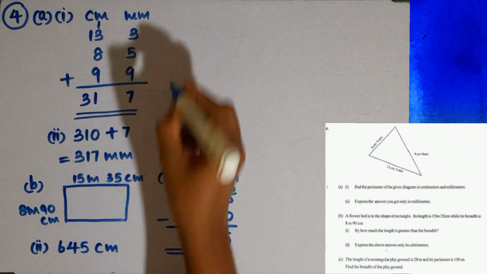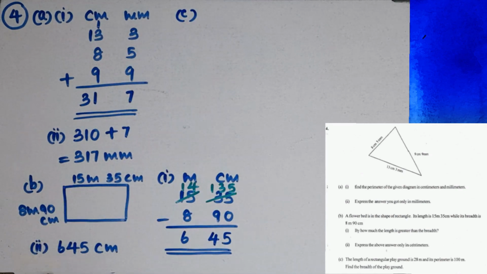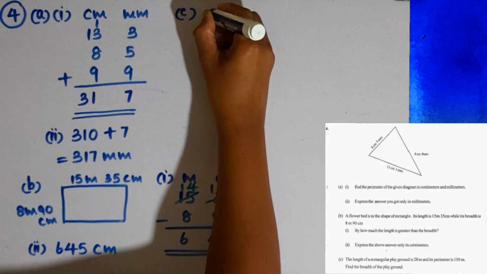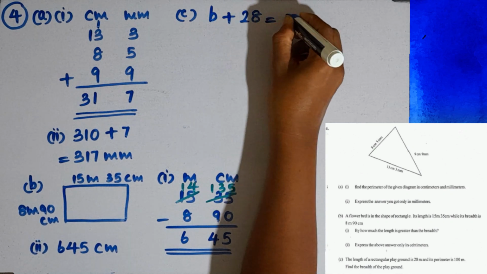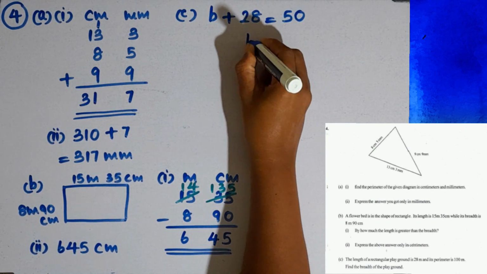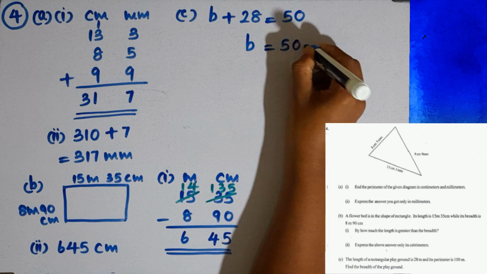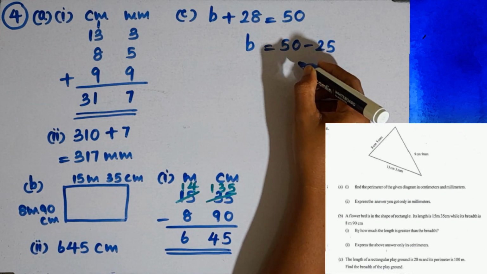Then C part, the length of a rectangular playground is 28 meters and its perimeter is 100 meters. Find the breadth of the playground. If the perimeter is 100 meters, then half of it is equal to the sum of length and breadth. So if I take the breadth as B, then breadth plus length, the addition is equal to 50 meters. So B equals 50 minus 28.